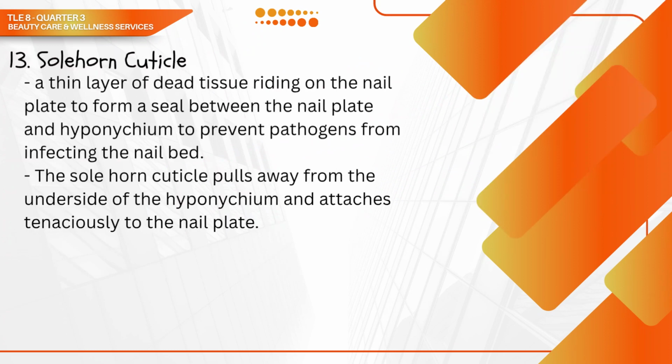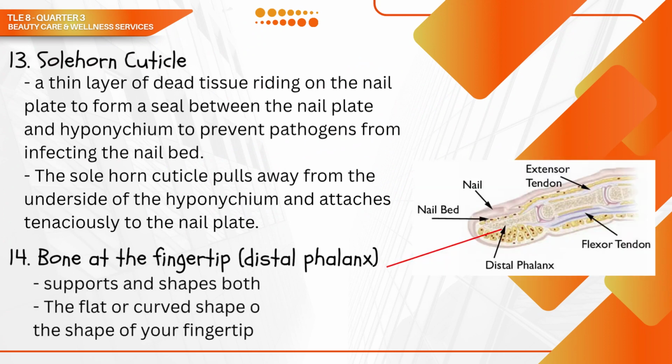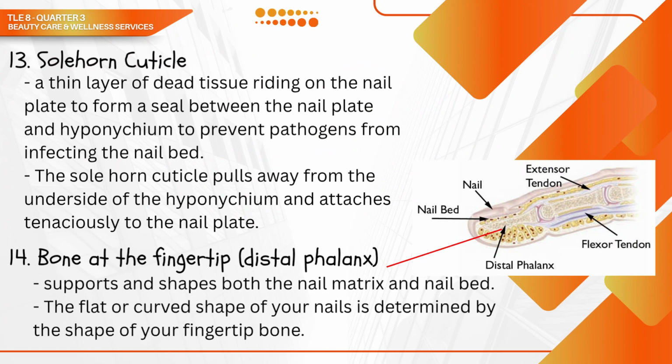Solehorn cuticle. A thin layer of dead tissue riding on the nail plate to form a seal between the nail plate and hyponychium to prevent pathogens from infecting the nail bed. The solehorn cuticle pulls away from the underside of the hyponychium and attaches tenaciously to the nail plate. The bone at the fingertip is called the distal phalanx, which supports and shapes both the nail matrix and nail bed. The flat or curved shape of your nails is determined by the shape of your fingertip bone.